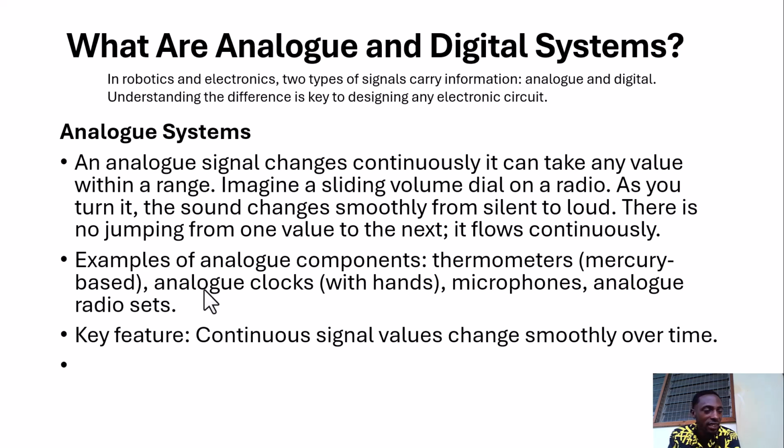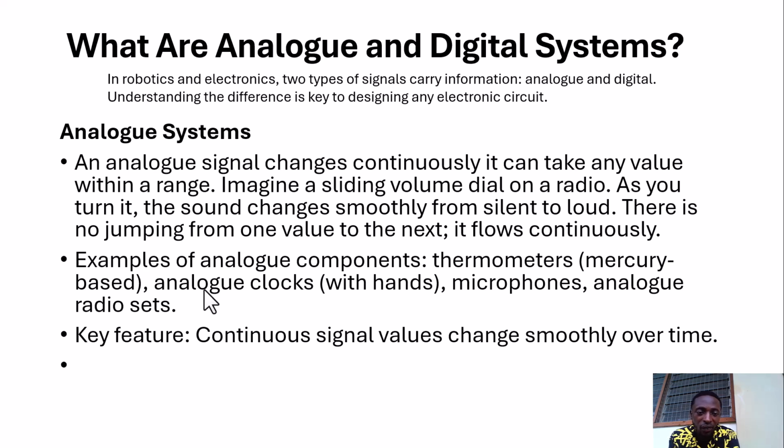Now I want to talk about the analog systems. An analog signal changes continuously. It can take any value within a range. Imagine a sliding volume dial on a radio. As you turn it, the sound changes smoothly from silent to loud. There is no jumping from one value to the next. It flows continuously. So that's the analog system. It means that the information must flow very nicely and continuously. Examples of analog components are mercury thermometers, analog clocks with hands, microphones, analog radio, and so on.